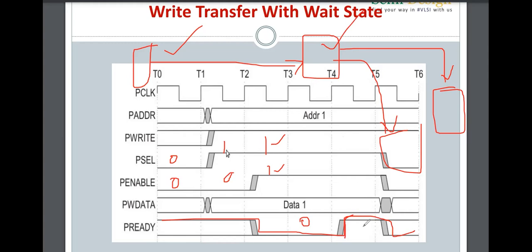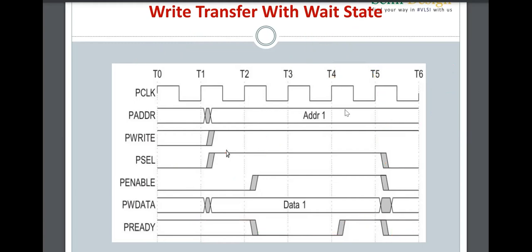Okay, so here the slave P ready is high. Then it will get the read data. So this is mainly the difference between write transfer with wait state and with no wait state. Did you understand, everyone? Do you have any doubts up to here? Any doubts?